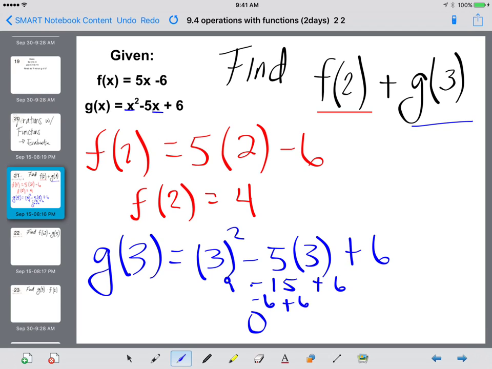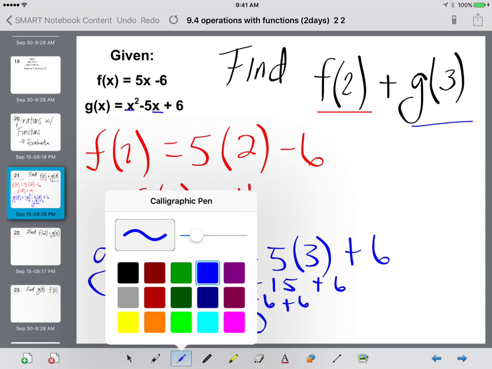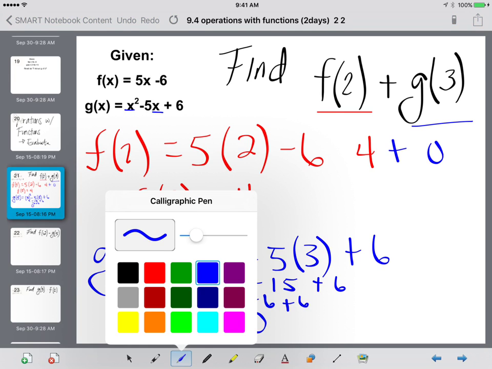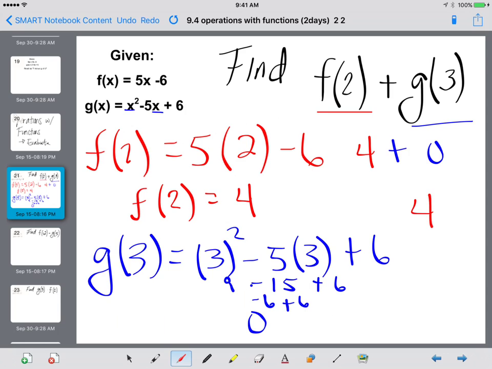And if I want to find f of 2 plus g of 3, well, f of 2 is 4, and g of 3 is 0. So 4 plus 0 is 4. That's my answer. F of 2 plus g of 3 is 4.